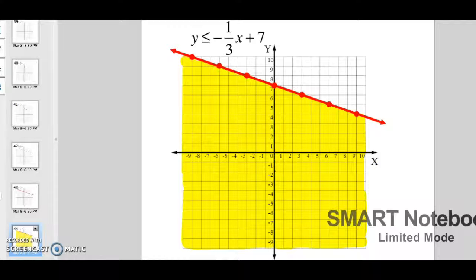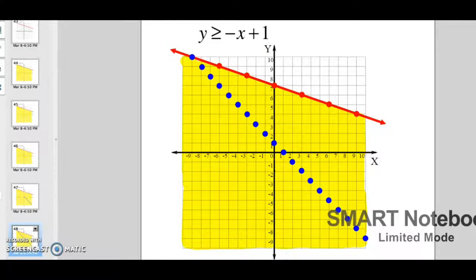Okay, so now let's look at the second inequality, which is y is greater than or equal to negative x plus 1. So my y-intercept is 1, so I start by graphing at 1. Then I go down 1 to the right 1 because my slope is negative 1. Okay, so I do that. Then I reverse it by going up 1 to the left 1.